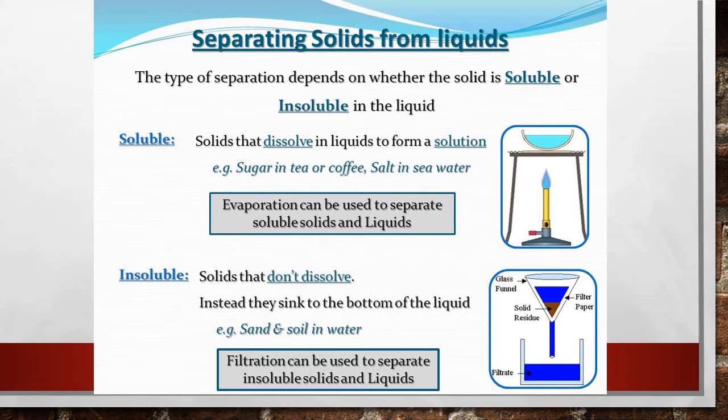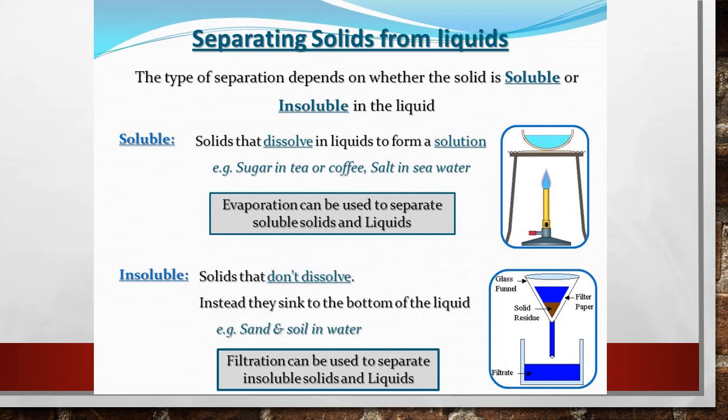Here in the slide you can see the types of separation depend on whether the solid is soluble or insoluble in the liquid. Soluble solids are solids that dissolve in liquids to form a solution. For example, sugar in tea or coffee and salt in seawater. Here you can see one separating method also, that is evaporation. In our next slide we will discuss the methods also.